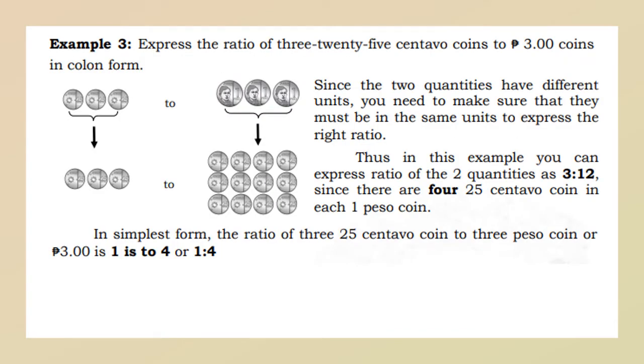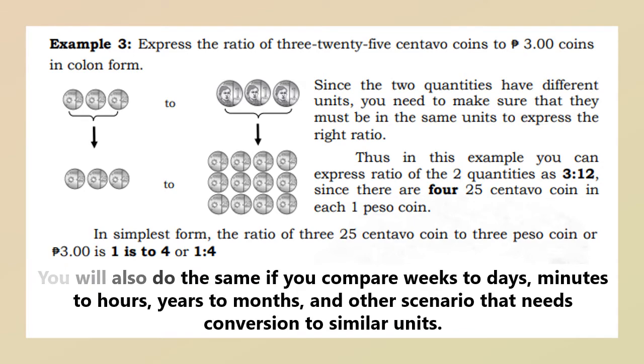Example 3. The two quantities have different units. One is a centavo and the other one is peso. Since the lowest unit is a centavo, you need to change the peso to centavo. After converting, you may now write the ratio with centavo unit. It is 3:12. Put it to lowest term, it's 1:4. You will also do the same if you compare weeks to days, minutes to hours, years to months, and other scenarios that need conversion to similar units.